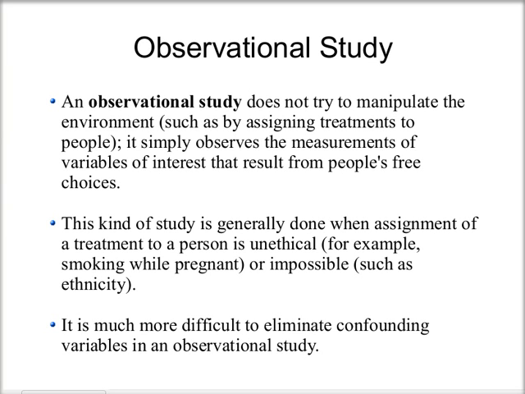The problem with observational studies is that it's much more difficult to eliminate confounding variables than it is in an experiment. So in general, experiments are preferable, but they're not always possible. So when experiments aren't possible, we rely on observational studies.